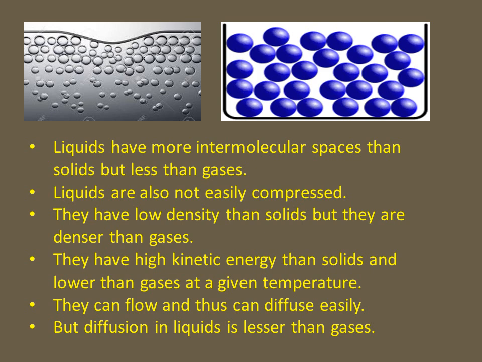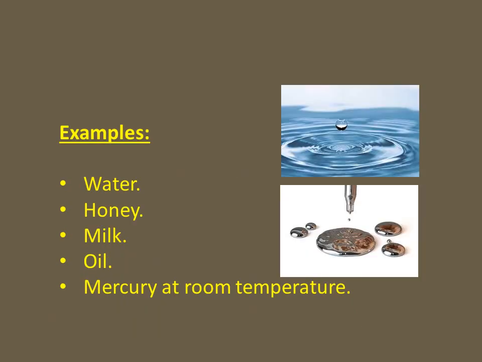Liquids are also not easily compressed. They have lower density than solids, but they are denser than gases. Why? Because they have high intermolecular spaces as compared to solids, but less intermolecular spaces as compared to gases. They have high kinetic energy as compared to solids and low kinetic energy than gases at a given temperature. They can flow and thus they can diffuse easily, but diffusion in liquids is lesser than gases. Examples of liquids include water, honey, milk, oil, and mercury at room temperature.